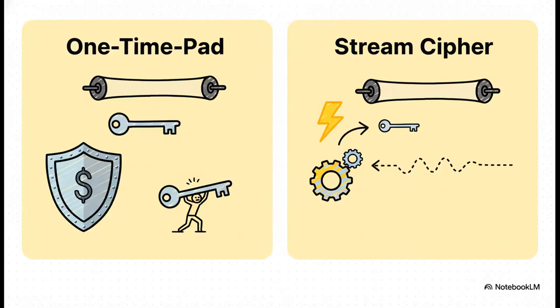And this really highlights the crucial trade-off. A one-time pad, on the one hand, uses a truly random key that's just as long as the message itself. This makes it perfectly secure, but also completely impractical. I mean, can you imagine trying to securely share a secret key that's the size of a feature-length movie? A stream cipher, on the other hand, uses a much shorter key to generate that pseudo-random stream. It's not perfect, but it's incredibly strong, and most importantly, it's practical for everyday use.